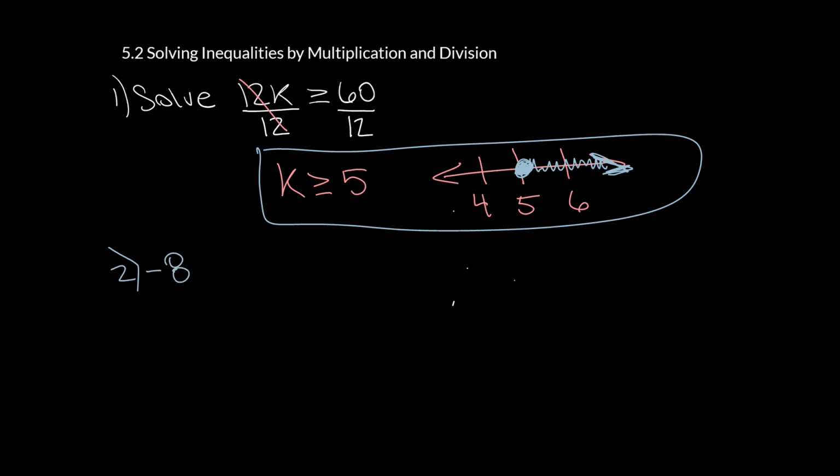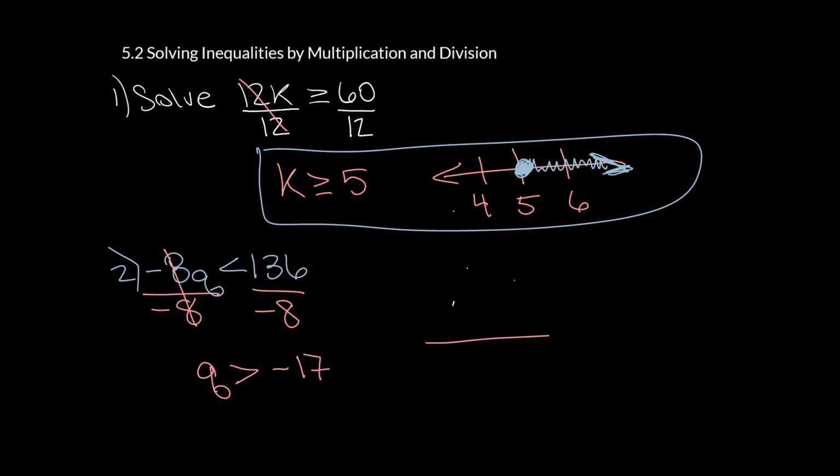It's negative 8q is less than 136. So when I do this, again, I'm going to divide by the negative 8 to get the q by itself. But remember, when I divide by a negative, my inequality sign is going to flip to become q is greater than 136 divided by 8 is 17. So q is greater than negative 17.